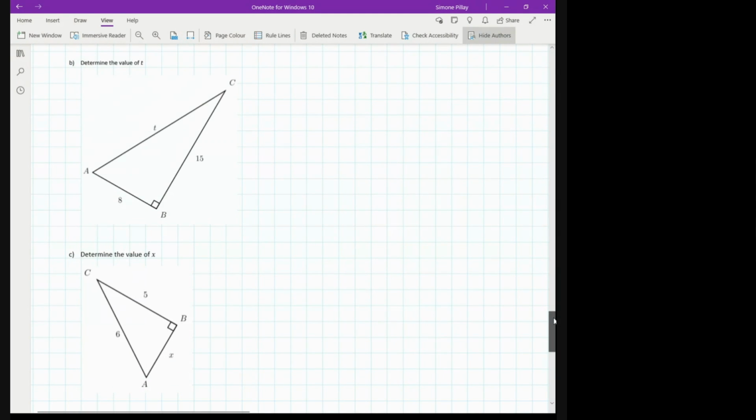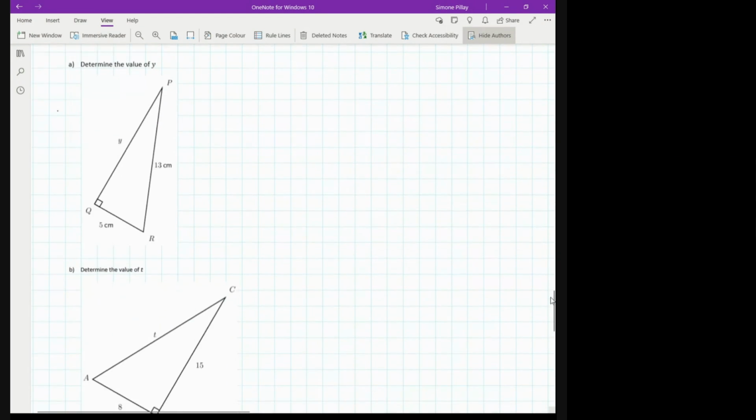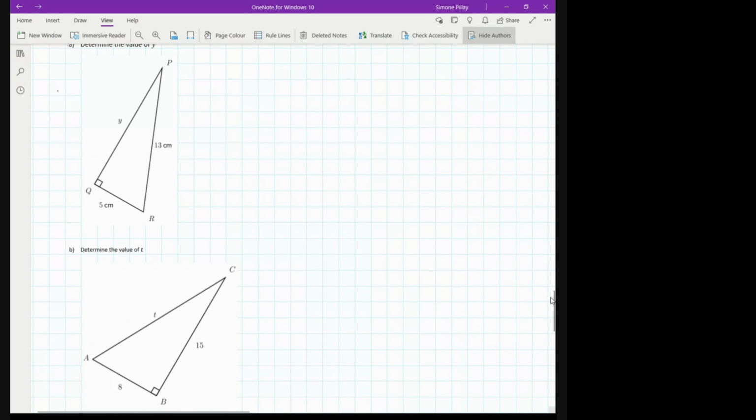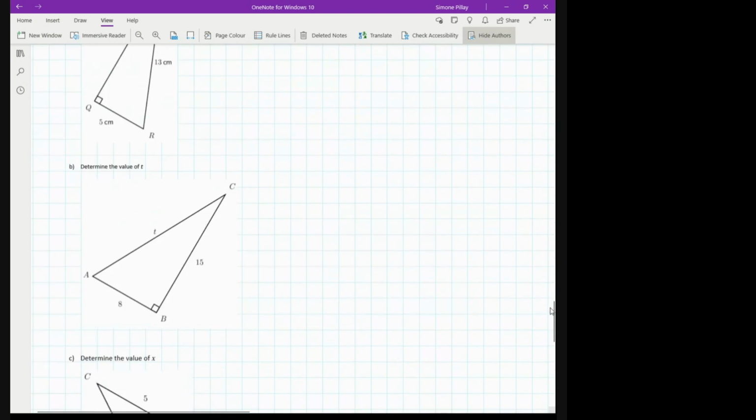This is B and C. Have a look at it for 2 seconds. C is easy. And then this is A. And that's B. I'll do B. B looks hard. Okay, let's go.